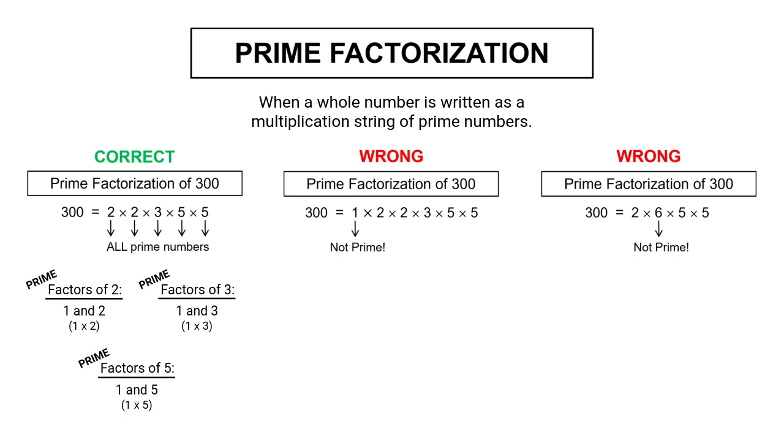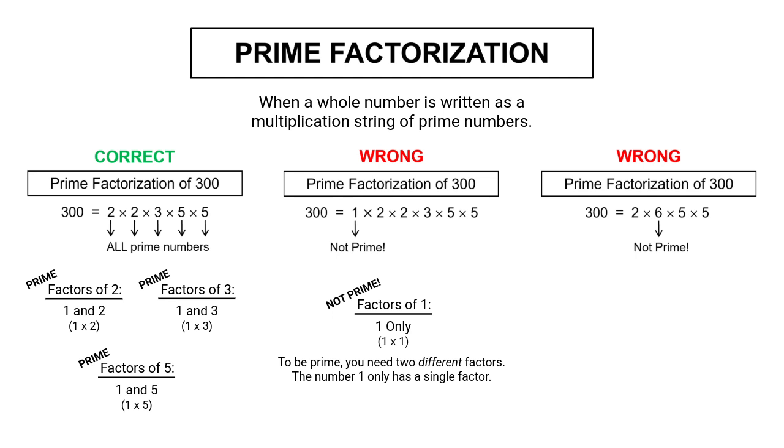In the second example, it's not correct because 1 is not a prime number. To be a prime number, you have to have 2 different factors, and in this case, the only factor of 1 is just 1. In the third example, it's not a correct prime factorization because 6 is not prime. It's composite. In other words, 1 and 6 are not the only factors of 6. It has other factors.